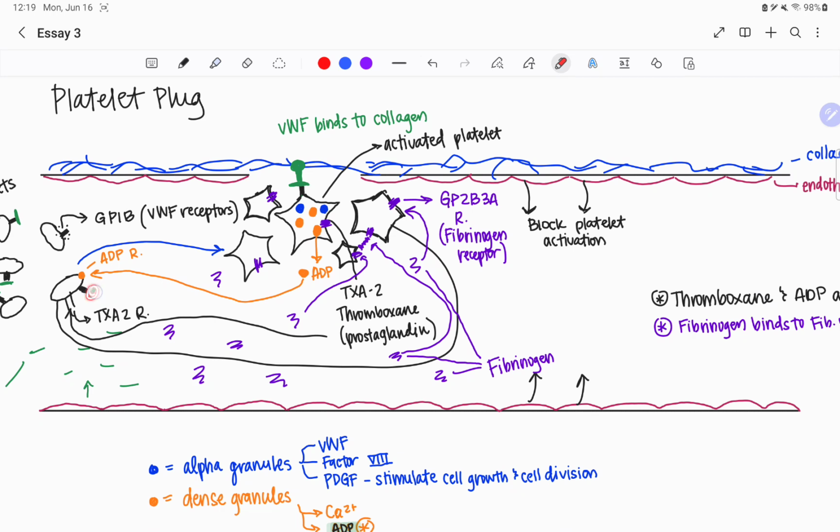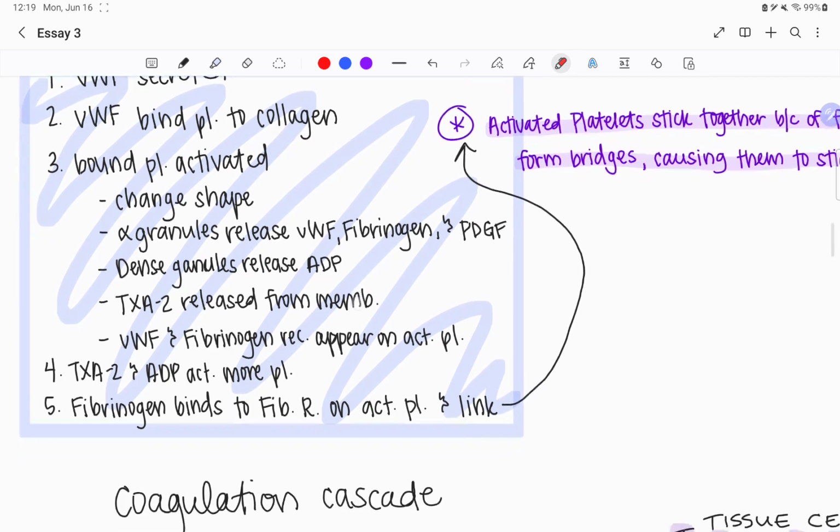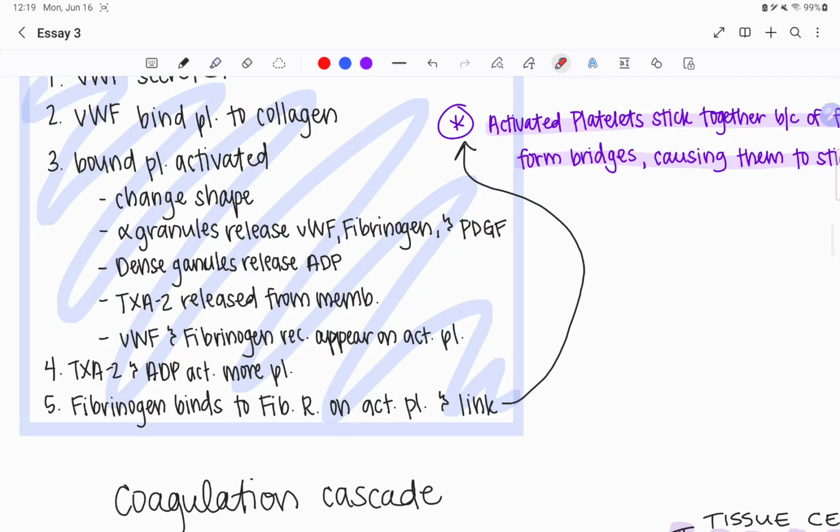So what happens is if this is von Willebrand, VWF attached to a platelet, and it comes up here, then it'll attach to collagen. So now we have VWF attached to both collagen and a platelet. And when that happens, that platelet is activated. So we went from this to this. So coming down here, once that platelet is bound to collagen, it becomes activated, okay? And what happens when a platelet is activated is it changes shape, which is why it went from a circle to a star shape in my drawing up there.